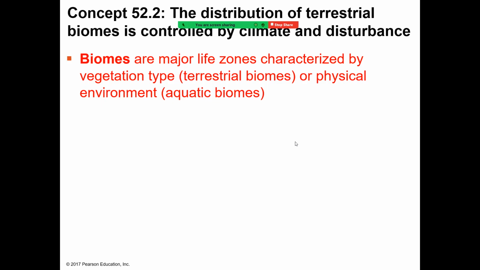Okay, so let's talk about biomes. There are many different biomes that we'll talk about. Biomes are major life zones characterized by the vegetation type, which is a terrestrial biome, or the physical environment, which will be aquatic biomes that we'll talk about.